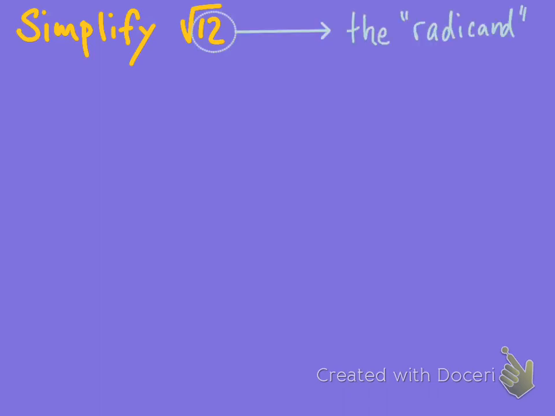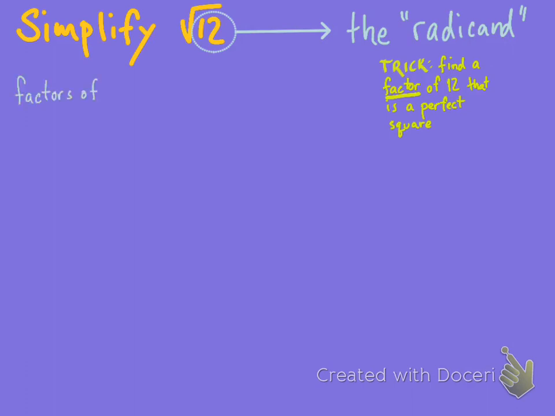Oh, by the way, that number underneath the radical is called the radicand. I might use that term a couple of times in this video. Not very often that we use that word, but that's what it's called anyway. All right, so the trick that we're going to use here is we're going to try to find factors of 12, and we want to find a factor of 12 that is a perfect square. And if you're not sure what I mean by that, just keep watching. I think you'll pick it up.